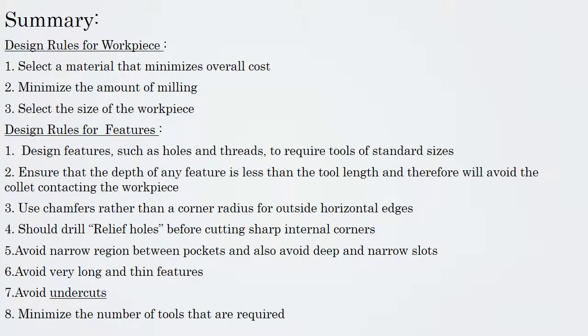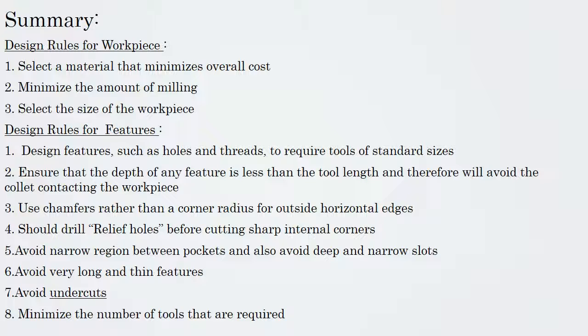down the overall cost. So to summarize all that we have covered so far, the design rules for the workpiece are: number one, select a material that minimizes overall cost. Number two, minimize the amount of milling. Number three, select the size of the workpiece. Design rules for features are: number one, design features such as holes and threads to require tools of standard sizes. Number two, ensure that the depth of any feature is less than the tool length and therefore will avoid the collet contacting the workpiece. Number three, use chamfers rather than a corner radius for outside horizontal edges.